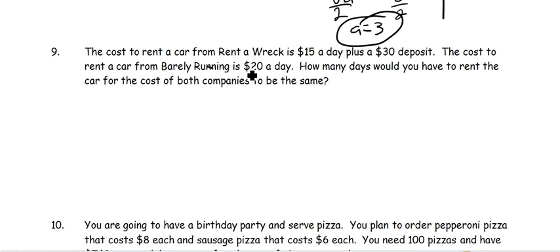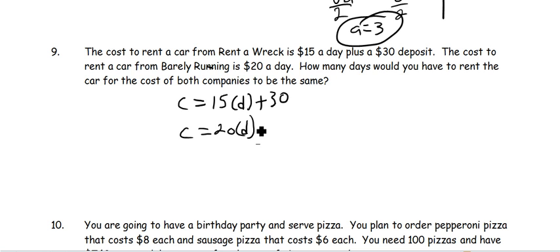The cost to rent a car from Rent-A-Wreck is $15 a day plus $30 deposit. So the cost equals 15 times the number of days plus 30. The cost to rent a car from Barely Running is $20 a day. How many days would you have to rent the car for the cost for both to be the same?